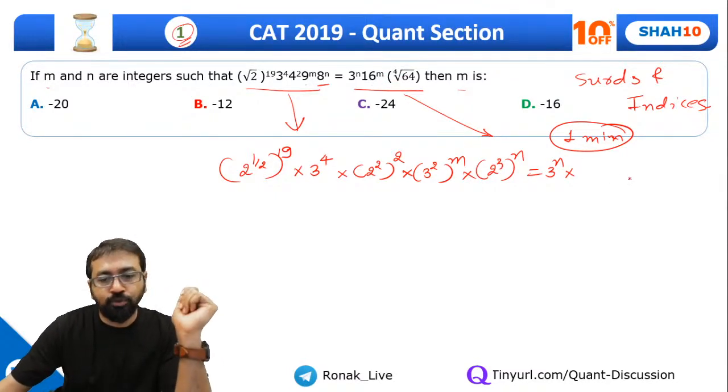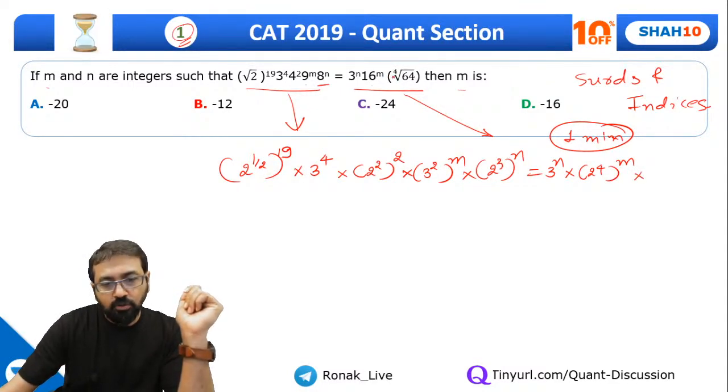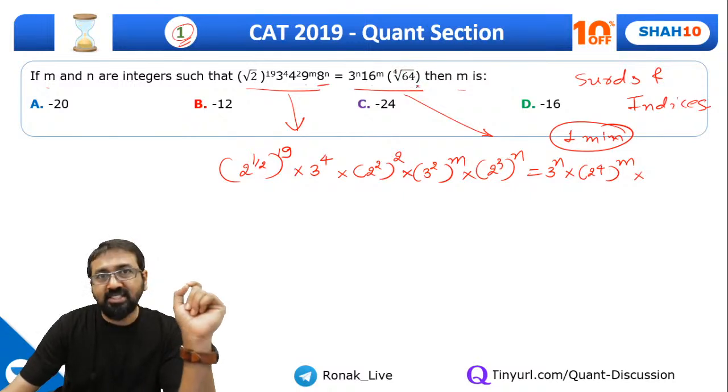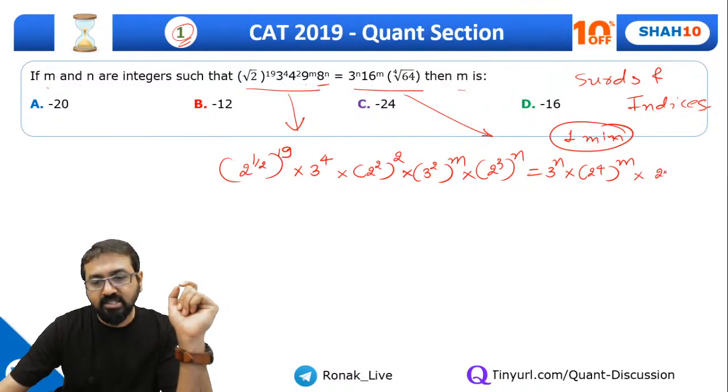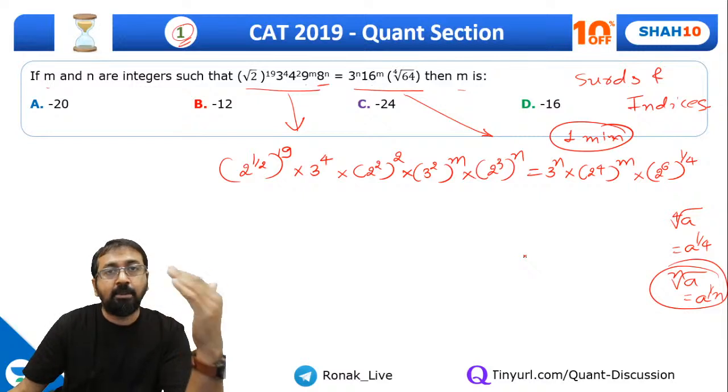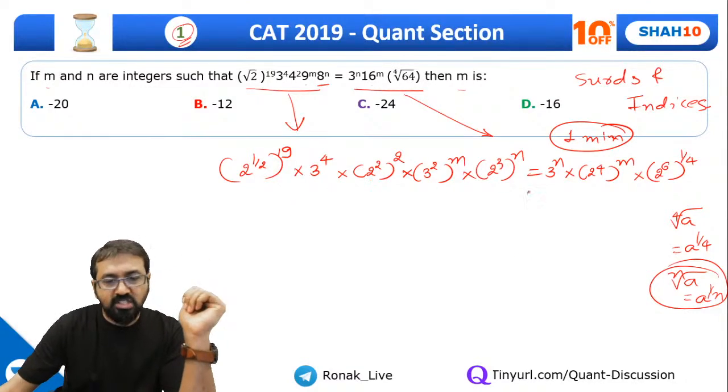16 is 2 raised to 4, so this will be 2 raised to 4, whole raised to m, into, now, the 4th root of 64. Now what is 64? 64 is 2 raised to 6, and the 4th root of that means power 1 by 4. I'm sure all of you remember the 4th root of a is nothing but a raised to 1 by 4. Same way, the nth root of a is equal to a raised to 1 by n. In case you don't remember this rule, I'm helping you to recollect that. So this is how we can write.